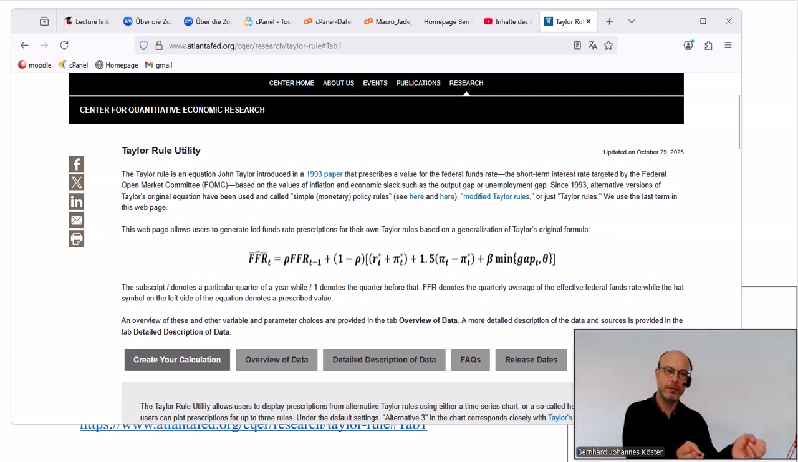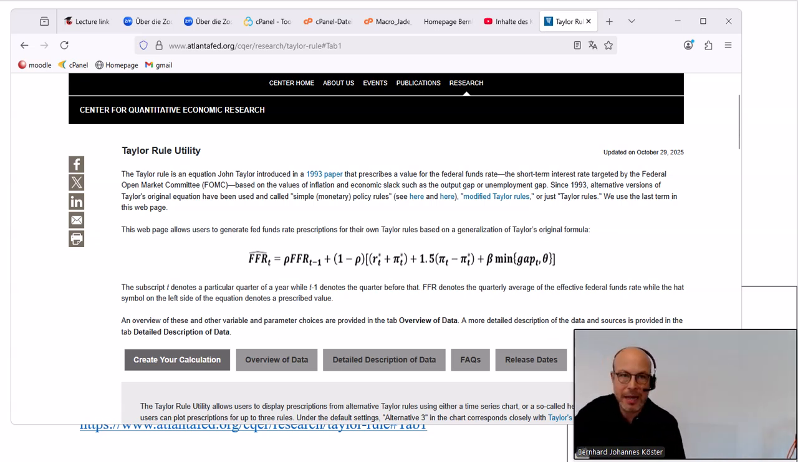This is now written not in real interest rates, since we have here r plus pi. So this is, of course, written in nominal interest rates, because the Fed sets nominal interest rates, not real interest rates. So this is our part of the dependence on the natural rate. This is the dependence on the gap of inflation with respect to the target. And this is the dependence on the output gap.